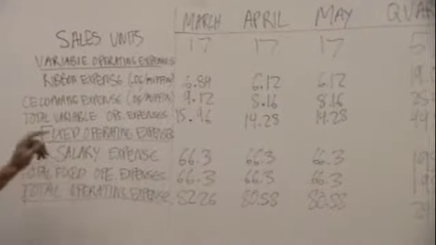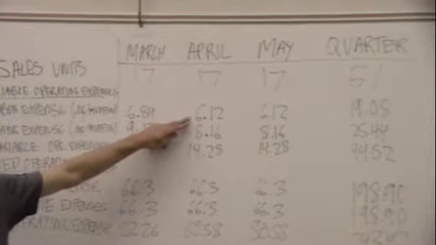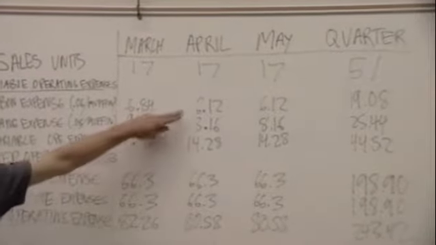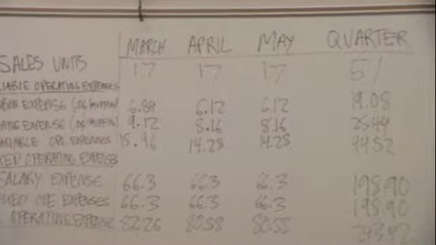So on to April, we had a different amount of units. So we got 6.12 and 8.16, which leads to a total variable operating expense.